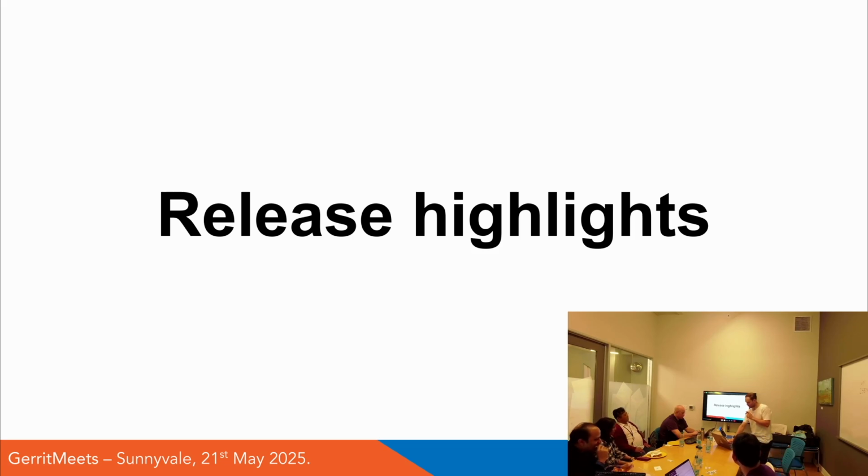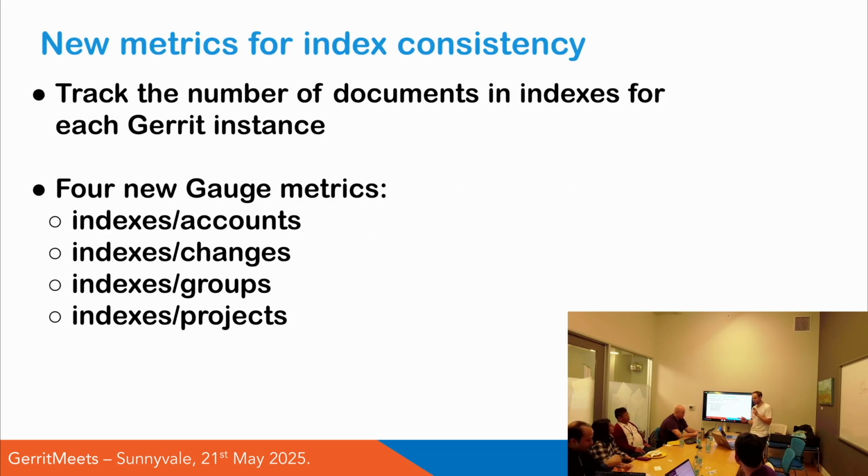Some release highlights. So first of all, there are some new metrics for index consistency. Malvika, I'm looking at you. We track the number of documents in the indexes in each of the Gerrit instances. So there are 4 new gauge metrics: index accounts, changes, groups, and projects. If you've got a multi-site setup, this is extremely helpful to figure out: are my indexes in line? Are they up to date? What's happening? Am I out of sync? Do I need to trigger a reindex? So it opens up a wealth of possibilities. And Malvika is nodding.